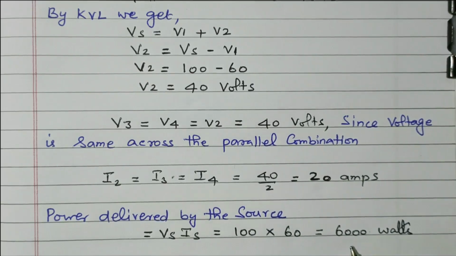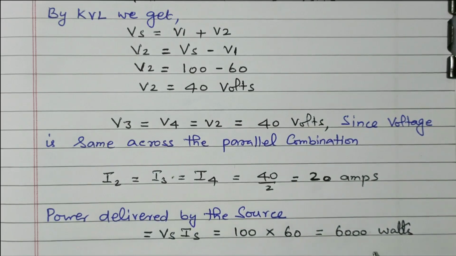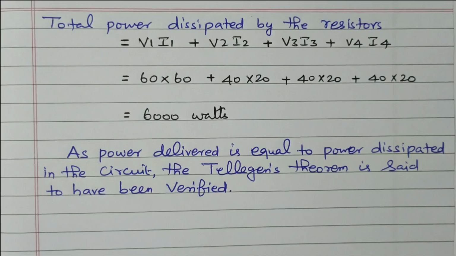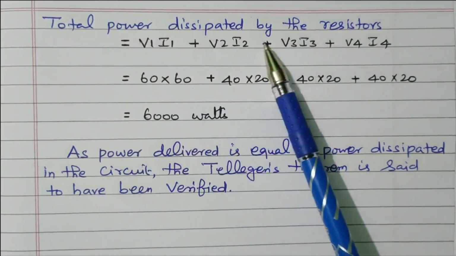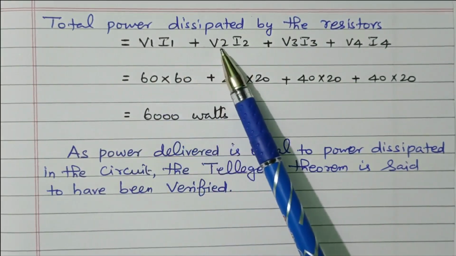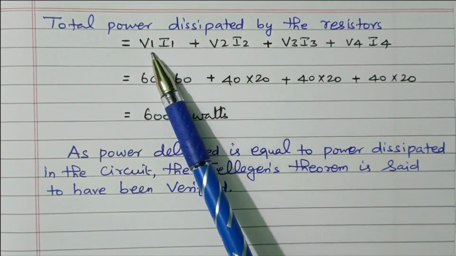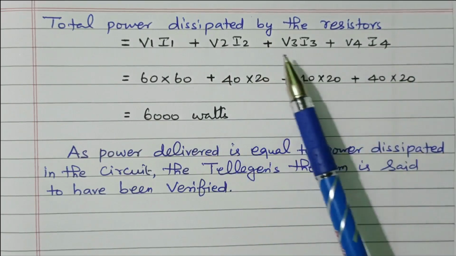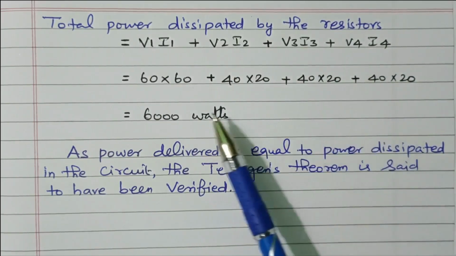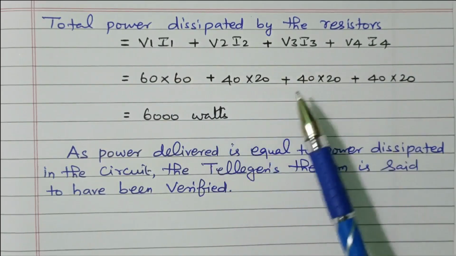Now we calculated V1, V2, V3, V4, I1, I2, I3, I4. Then we calculated the power delivered by the source. Now we'll see the power absorbed by the resistors. So the total power dissipated by the resistors, there are 4 resistors available, is V1 I1 plus V2 I2 plus V3 I3 plus V4 I4. Right? This is the first resistor connected. Then these 3 resistors, R2, R3, R4, are connected in parallel. So we know the values of V1, V2, V3, V4 as well as I1, I2, I3, I4.